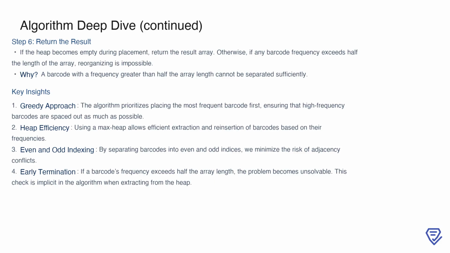Third, separating barcodes into even and odd indices minimizes the risk of adjacency conflicts. Finally, the algorithm incorporates an implicit early termination check. If a barcode's frequency is too high, it will naturally fail during the placement process.